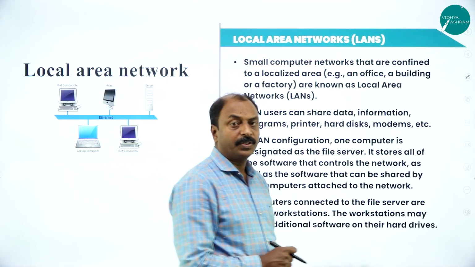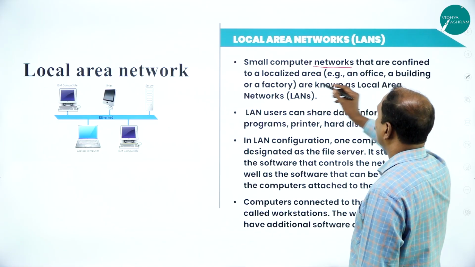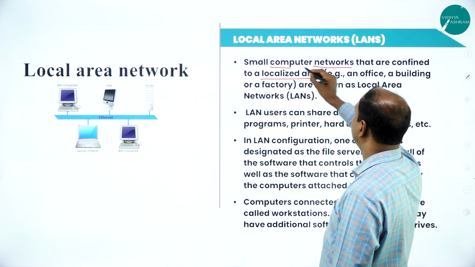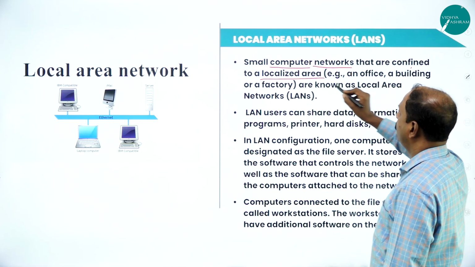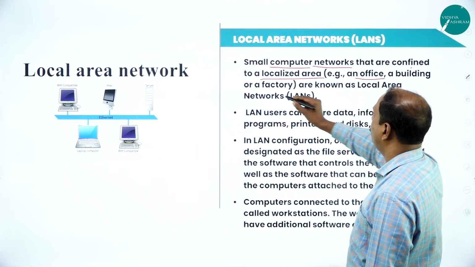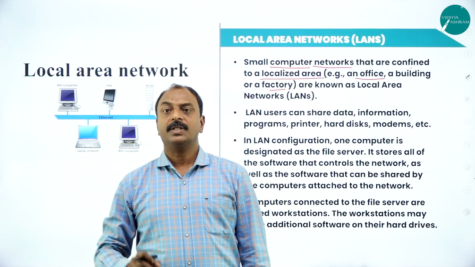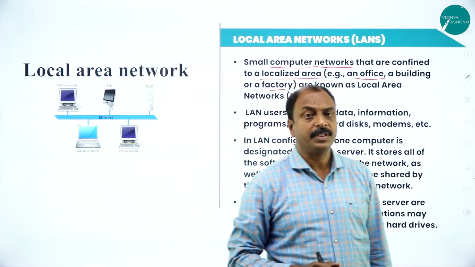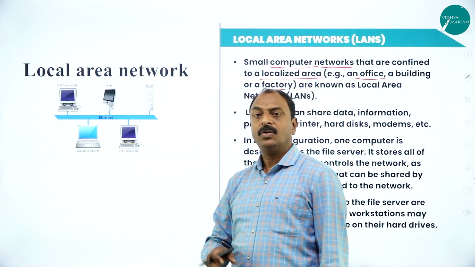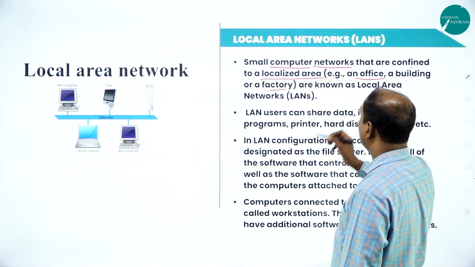Now let us see what is the definition of LAN, or what is LAN. A LAN is a small computer network confined to a local area or a limited area. A very good example of this is an office, a building or a factory. Another very good example is a computer laboratory. If you look at the computer lab, there we may have around 20 computers, all interconnected to form a computer network. And if you observe, the distance between one computer and another is minimum, it may be in terms of meters. So that is the definition of local area networks.